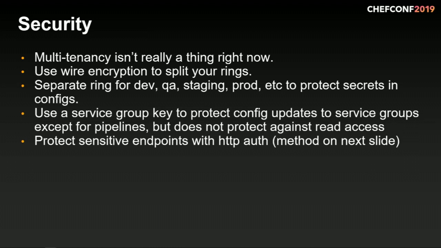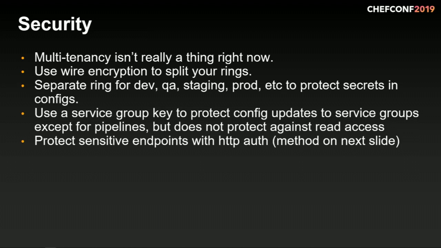Use wire encryption to split your rings. The reason multi-tenancy isn't totally a thing right now is that service group keys will protect your configuration from being updated by anyone that doesn't have the matching key, but it doesn't prevent it from being read. So if you have a database password in your configuration, anyone with access to that Habitat ring will be able to read that password. So I really recommend limiting the scope of your rings to a trust domain, we'll call it.